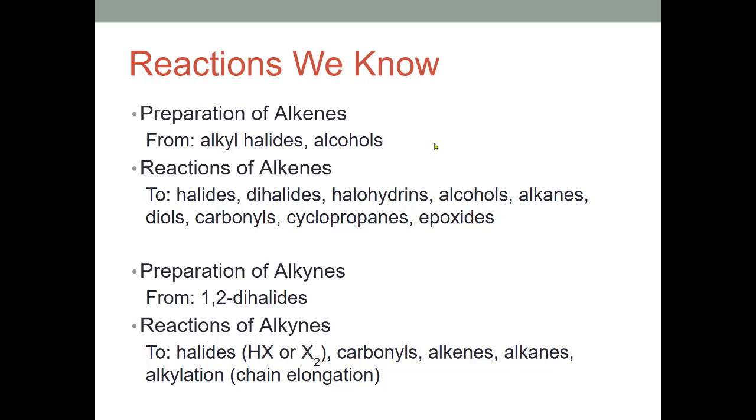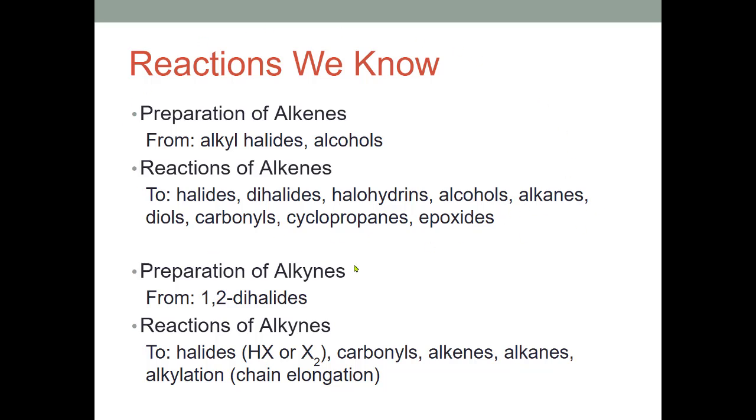We have two different ways to make alcohols depending on the selectivity you want, Markovnikov regioselectivity. We can reduce them to alkanes. We can make them into diols in a couple different ways, again depending on the stereochemistry you're looking for. We can make them into carbonyls by cleavage. We can make them into cyclopropanes, and we can make them into epoxides. All of that comes from Chapter 8.